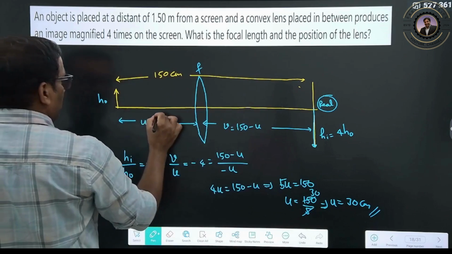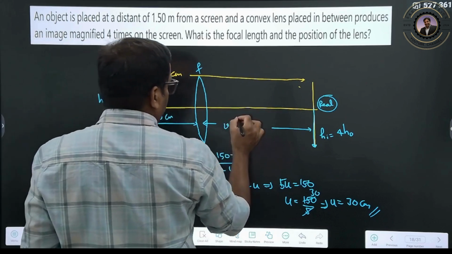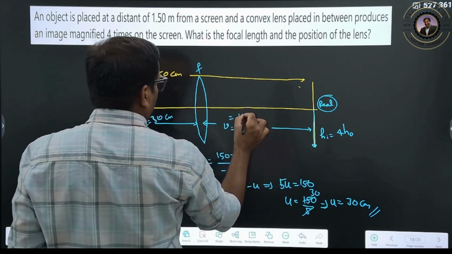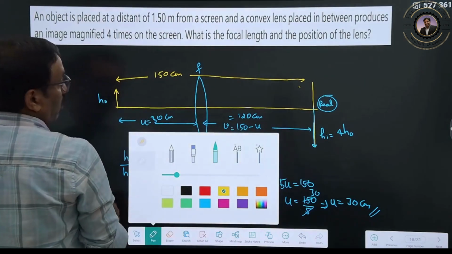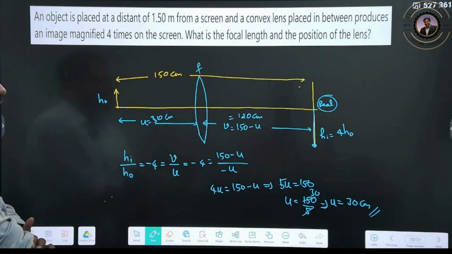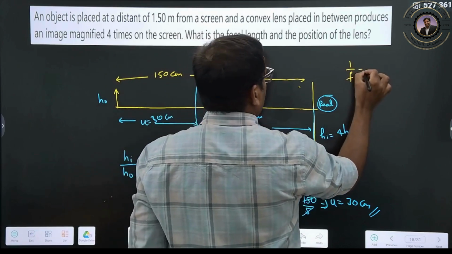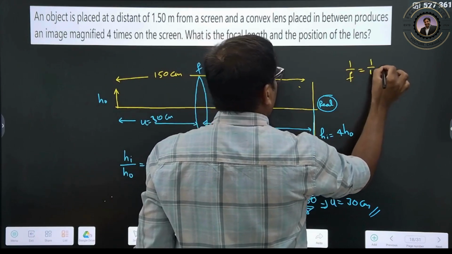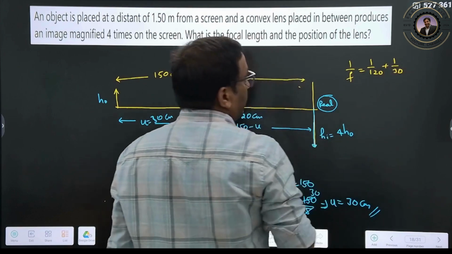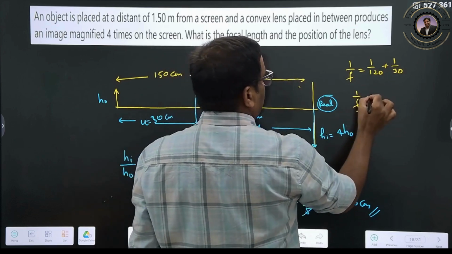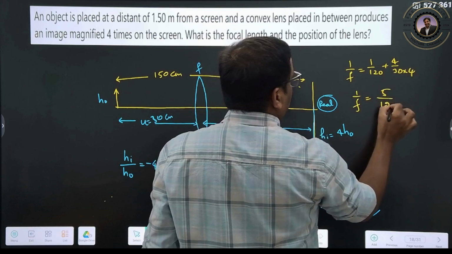So u should be equal to 30 centimeter, so v should be equal to 120 centimeter, clear? Therefore now what we want to calculate is the focal length of this. How to calculate the focal length now? So 1 by f is equal to 1 by v, 1 by 120 minus of minus plus 1 by 30, clear? So 1 by f is equal to, I can multiply with 4 into 4, so 5 by 120.